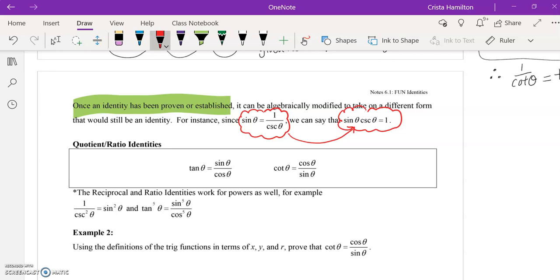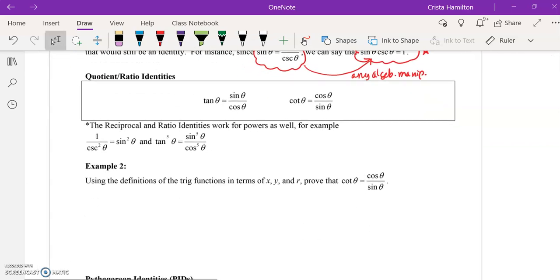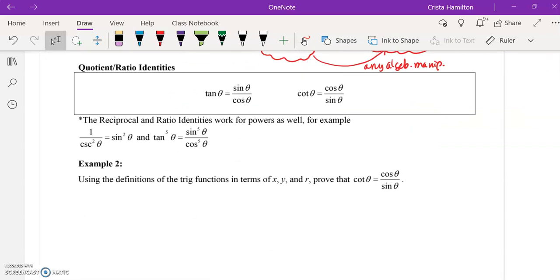We can manipulate this algebraically. So any algebraic manipulation of the original gives us a new identity that we can also use. So I don't have to prove this identity right here. I get it as a consequence of an identity that I have already proven. Okay?